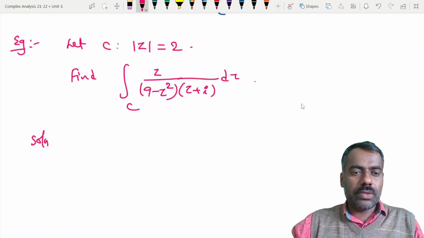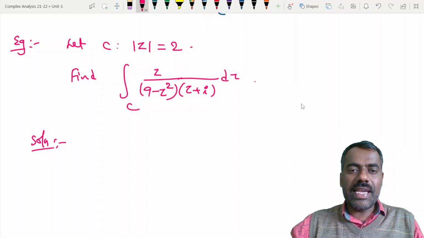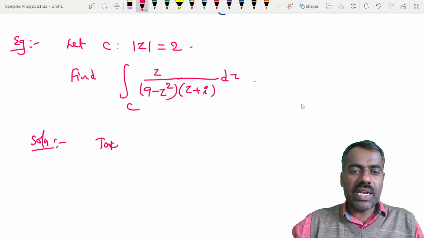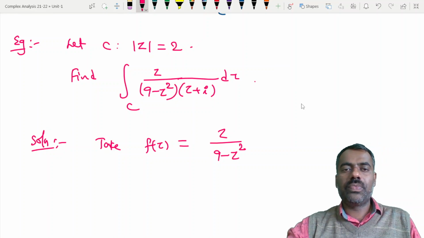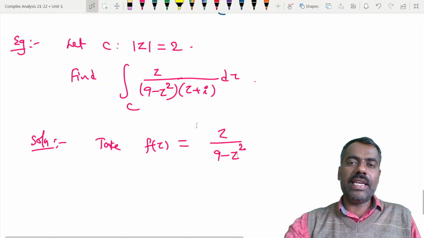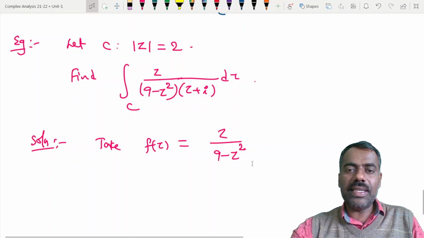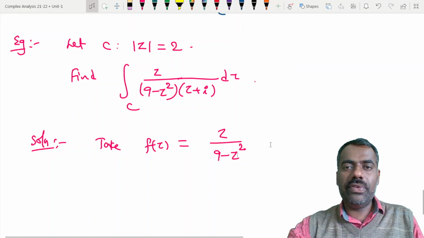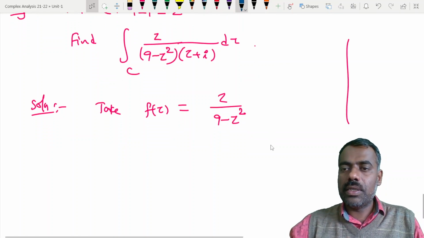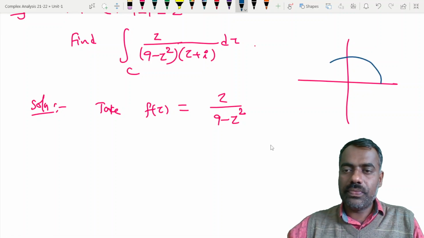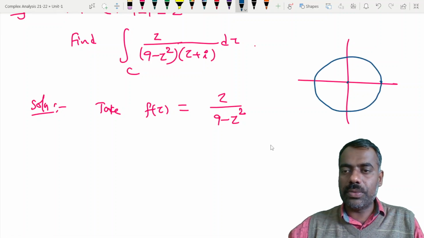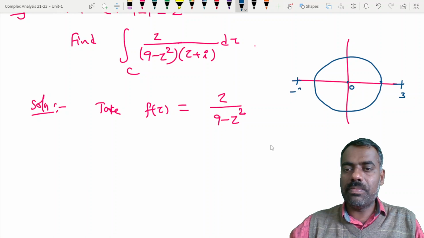Okay, so solution: here we can observe that if we take f of z as z upon 9 minus z square, then we can see that the analyticity problem of f of z is only at z square is equal to 9, or z is equal to plus or minus 3, right? 9 minus z square. So okay, but mod z is equal to 2. If you take mod z is equal to 2, which is a circle of radius 2 around 0, right? But where will be 3 and minus 3? 3 and minus 3 are outside. Here 3 and here you will have minus 3. So there is no problem.